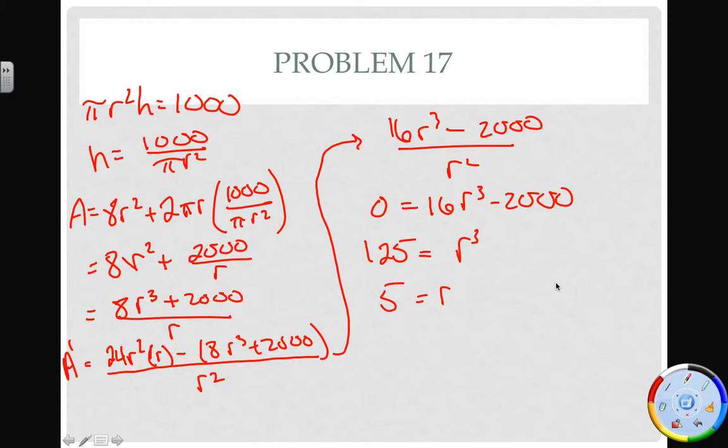Well, what does that mean for us? You have to make sure you understand what that means. R is 5, which means we need to figure out height as well.